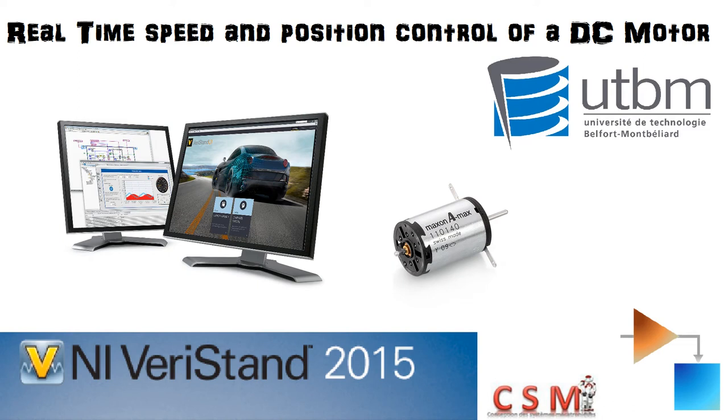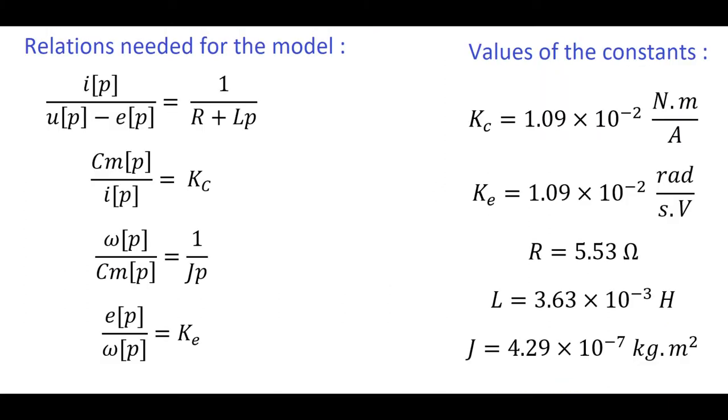Hi, my name is Jonathan, and today I will show you how to build a real-time speed and position control of a DC motor. To achieve that, you need the following relations for the model, and also a few values of constants. These values can be easily found on the datasheet of the DC motor.